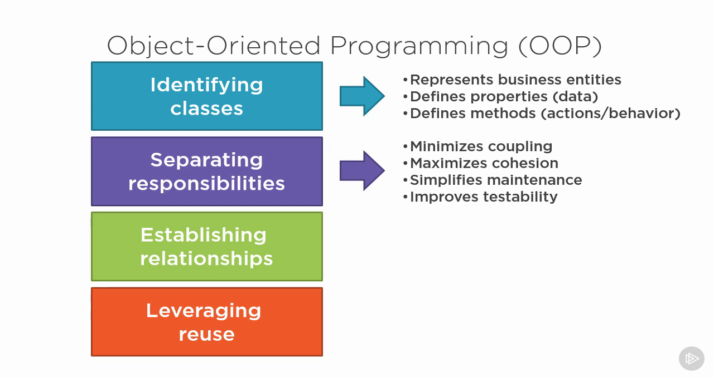In this module, we evaluated each class for coupling and cohesion to determine whether the class had too many responsibilities. Let's proceed to the third step of building an object-oriented application, establishing the relationships between the classes.